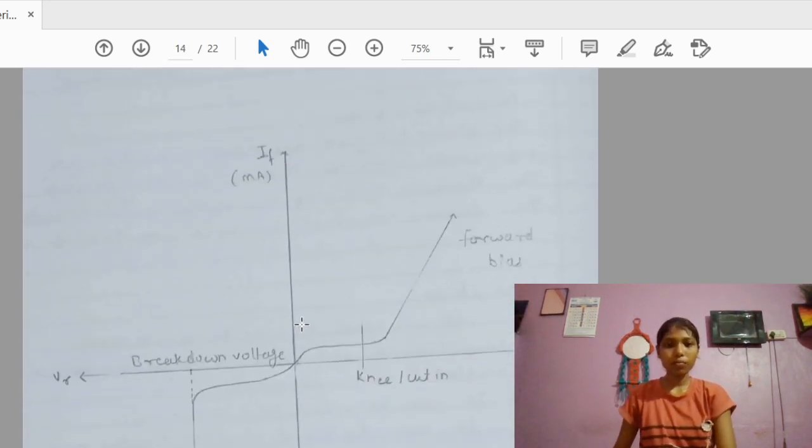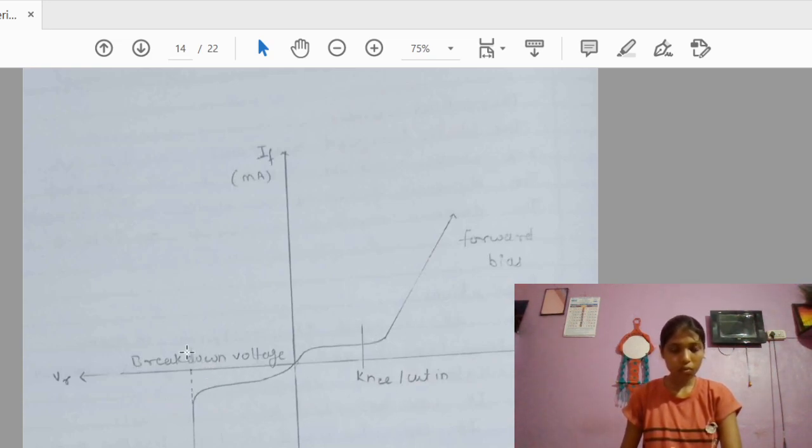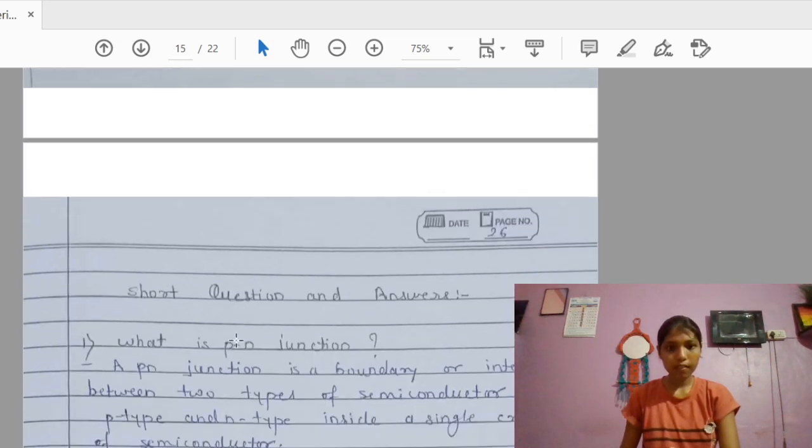This is the graph. This line goes upward for forward bias and this is reverse bias. And this is the knee, cut-in, and here is breakdown. This is the breakdown voltage.